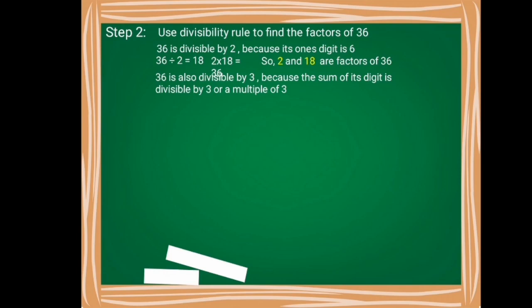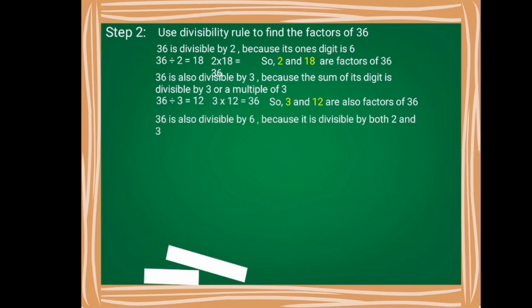36 is also divisible by 3 because the sum of its digits is divisible by 3 or a multiple of 3. Kasi 3 plus 6 equals 9. So, yung sum niya na 9 ay multiple of 3. So, pag dinivide natin ang 36 by 3, we will get 12. 12 times 3 or 3 times 12 equals 36. So, 3 and 12 are also factors of 36.